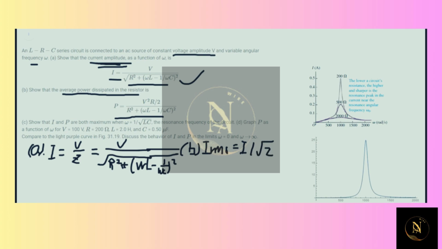Then the power dissipated on the resistor is P average equal to I RMS squared times R. So this is the average power dissipated on the resistor. And if you plug in this formula into here, you will get the exact formula shown here.